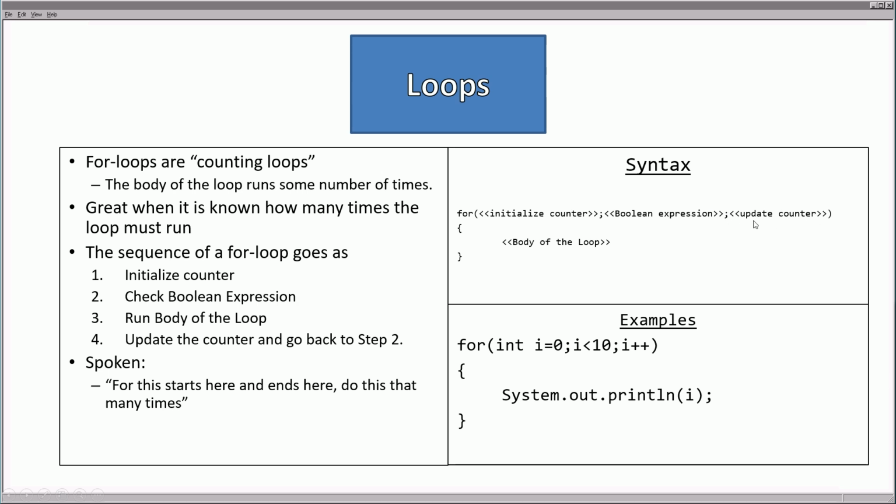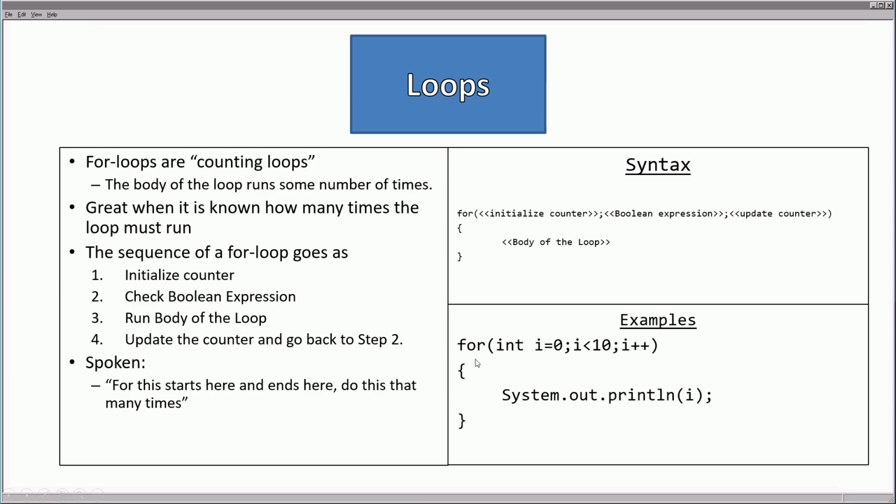Now, you have the updating of the counter, which seems a little weird because this happens after the body of the loop has been run. So in fact, the way that a for loop works is you initialize the counter first and once only. You check the Boolean expression. You then run the body of the loop and update the counter. Then you check the Boolean expression, run the body of the loop, update the counter, and this is how it loops. Communicating with the system, you are saying, for this starts here and ends here, do this that many times.